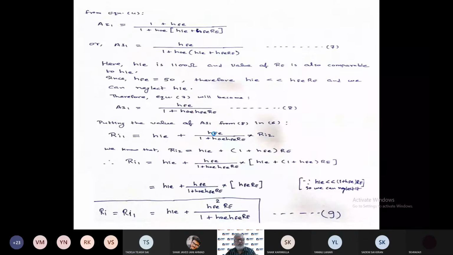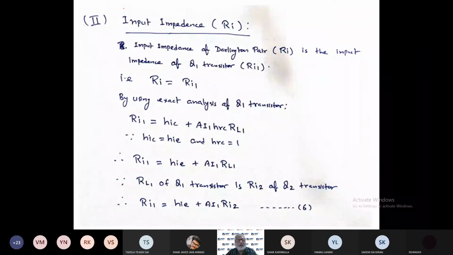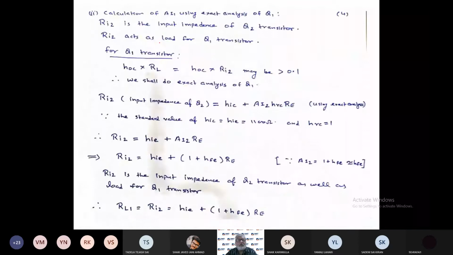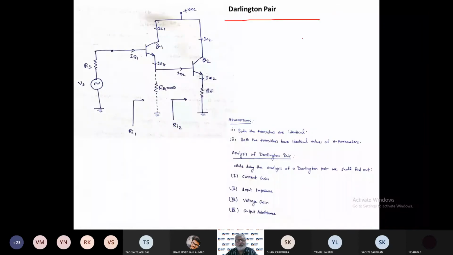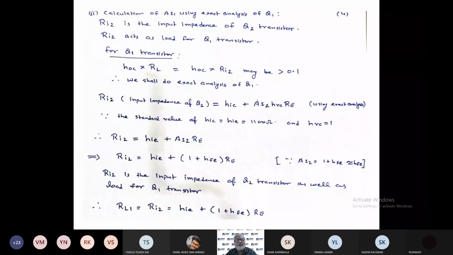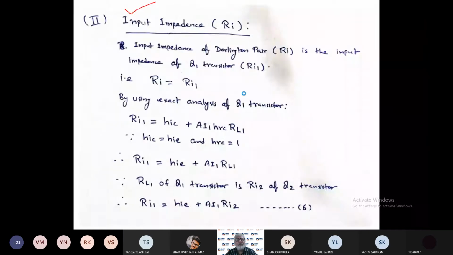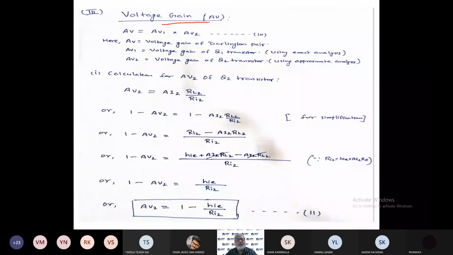In the last lecture, we discussed the input impedance and current gain of the Darlington pair. These two are important topics which we discussed yesterday. Now we will see the voltage gain.